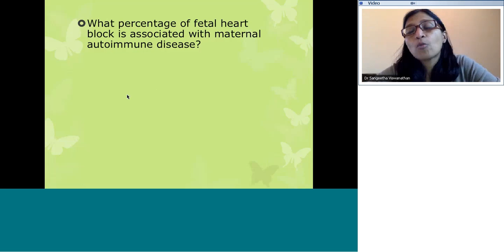So what are the antibodies that we check in the mother when we find a baby with fetal complete heart block? With anti-Ro and anti-La antibodies. If you take a mother, a lady with SLE, what is the chance of her having her first baby with complete heart block?